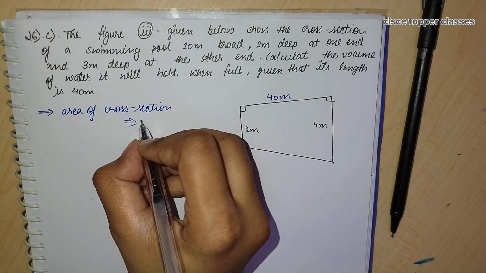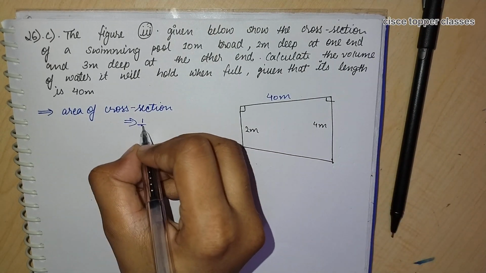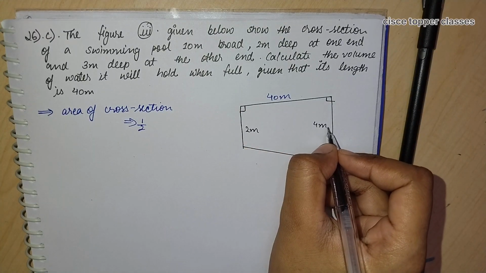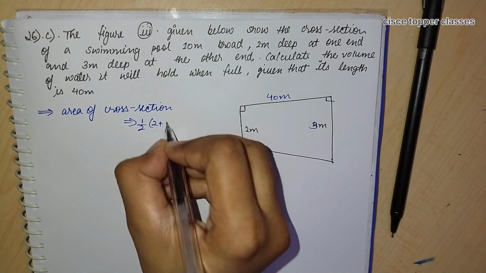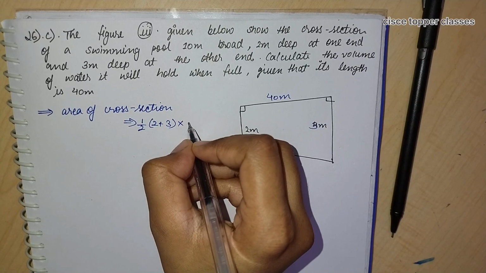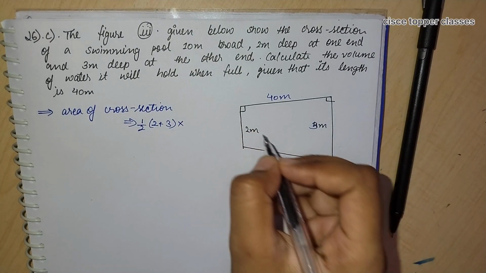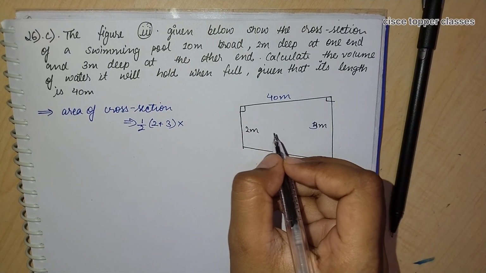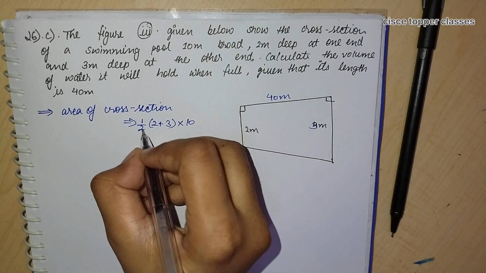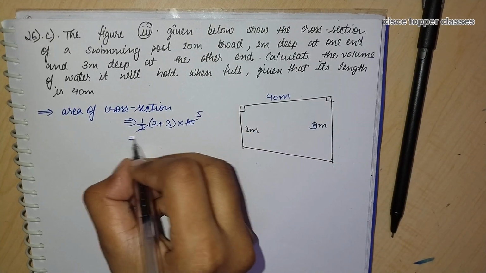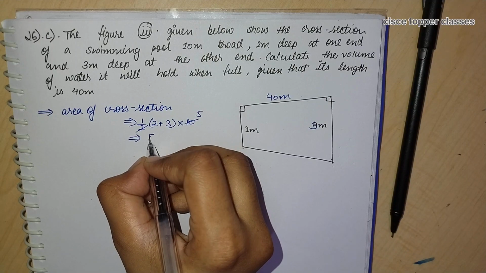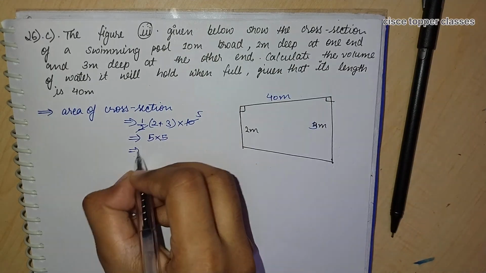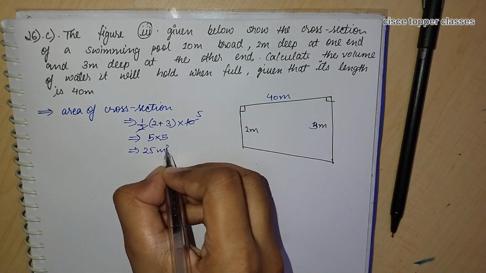So for the area of cross section, it is a trapezium, so we can write the sum of parallel sides, 2 meter plus 3 meter, sorry, this is 3 meter here. So 2 plus 3 into height, because it is 10 meters broad, means the height is 10 here. So we will just multiply by applying the formula for trapezium. So it will be 5 into 5, means 25 meter square.